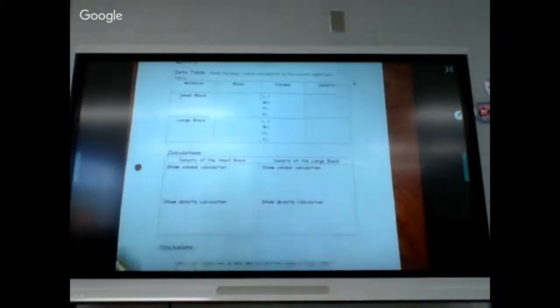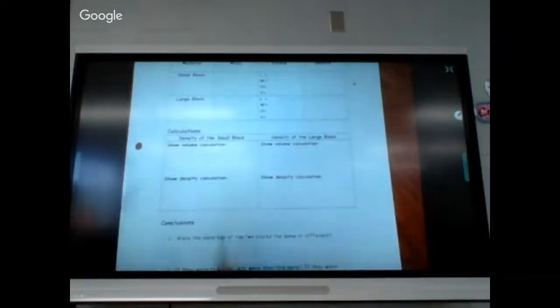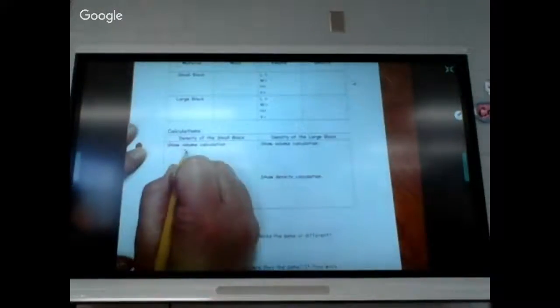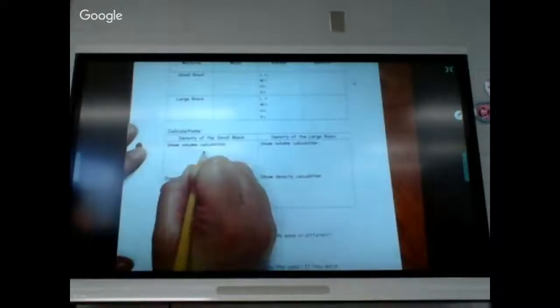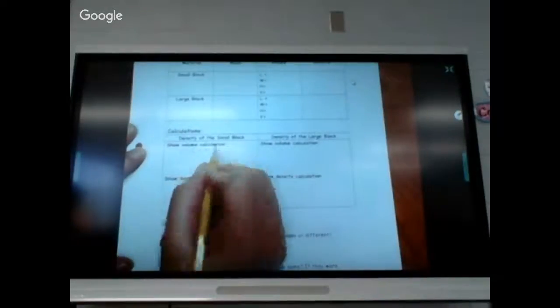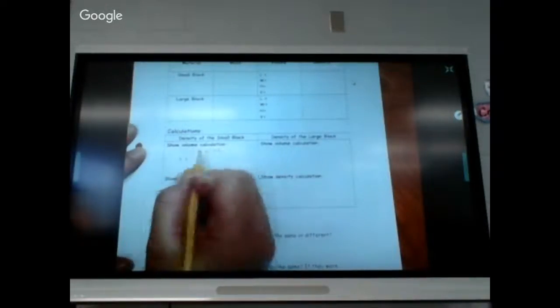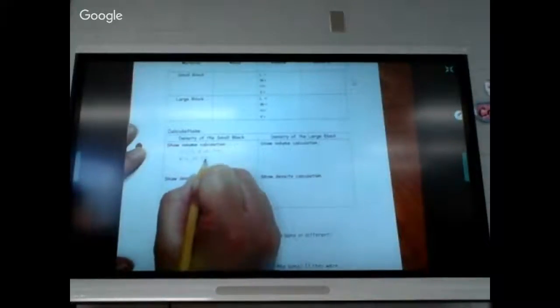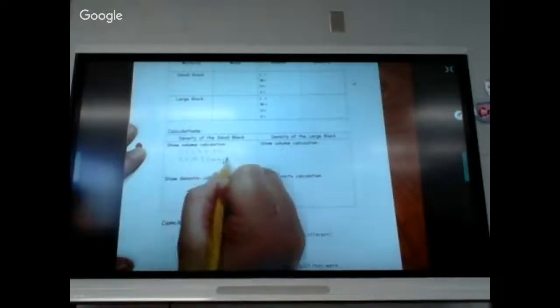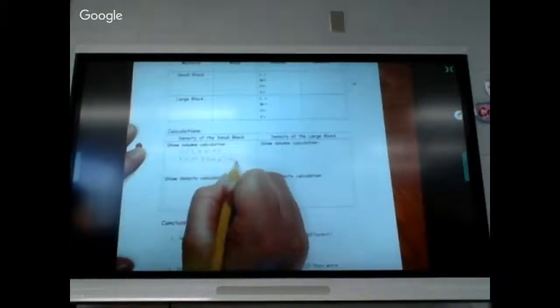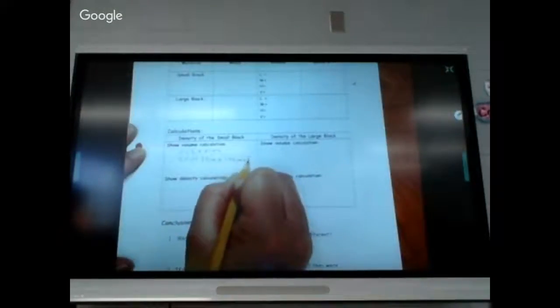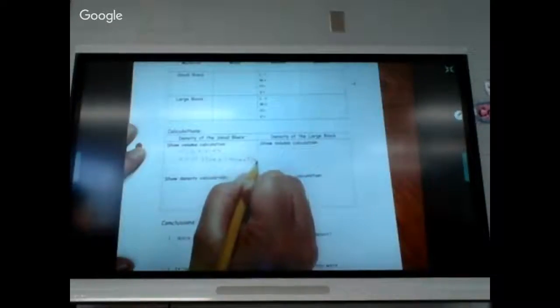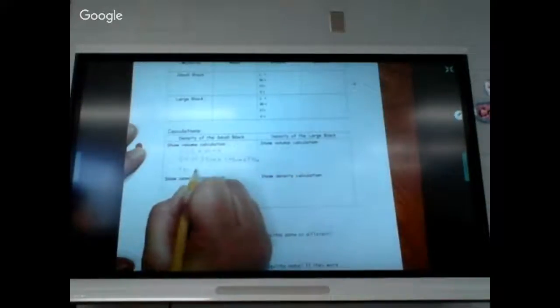Now, when you show the calculations, you always show the formula. So when you show the volume calculation, you always write the formula where we did the work a moment ago. And I'm just going to make up some numbers. You just show your math, okay? Put on your units. And like I said, I'm just making up numbers. I have no idea what they are. And then when you get your answer, I have no idea what this is.